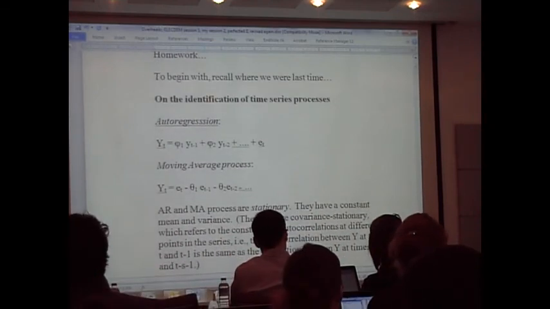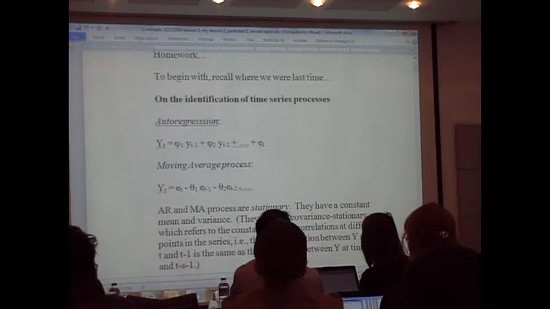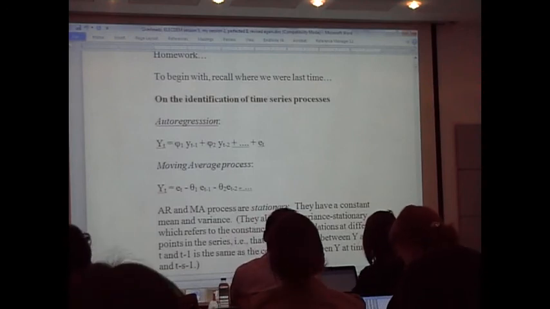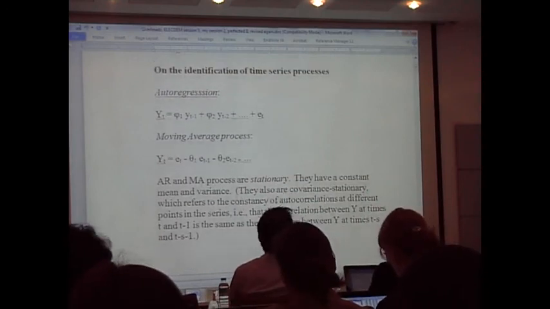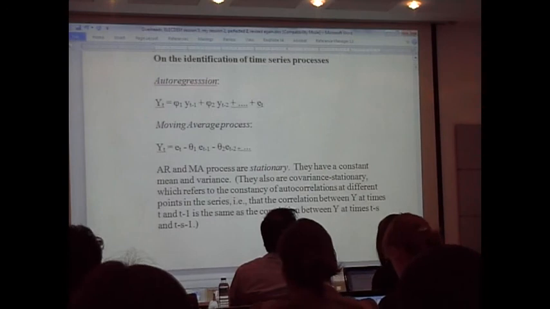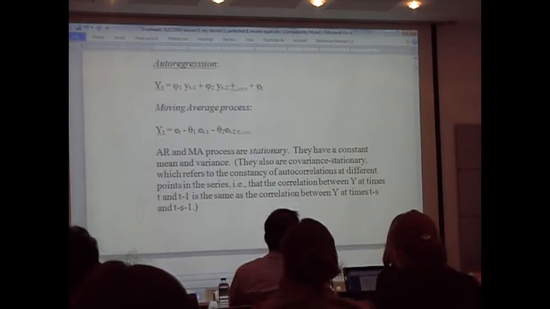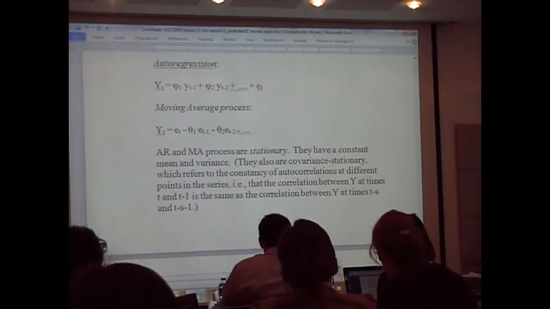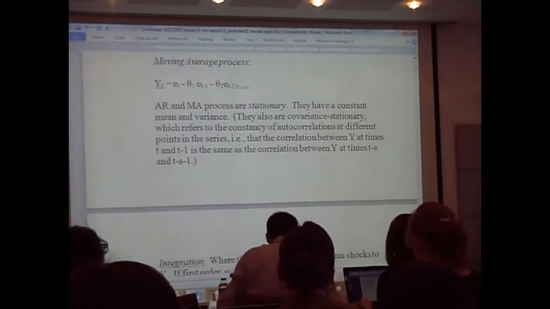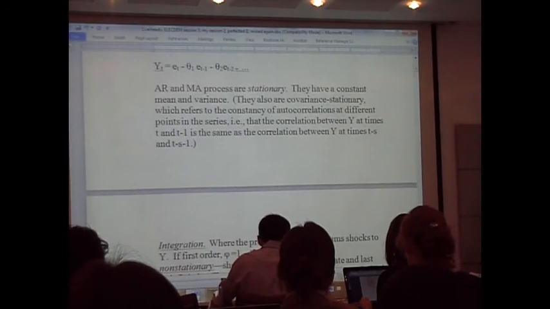Okay, so here we are. Recall where we were last time. We were talking about identification. We were talking about autoregression and moving average. These are stationary processes. Why do I keep talking about this? I want you to really get it. A little repetition is what studying is all about. You go over it again and again and again. Remember, they're covariance stationary as well.